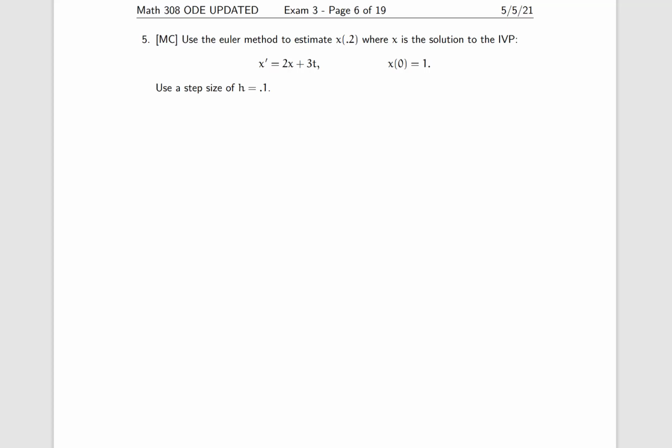Okay, so we want to use Euler's method. Let's just look at a couple of things here. I want x of 0.2. That means I just want to repeat this process until I can compute or estimate x of 0.2.